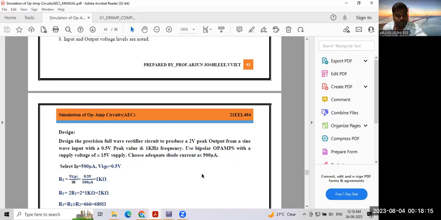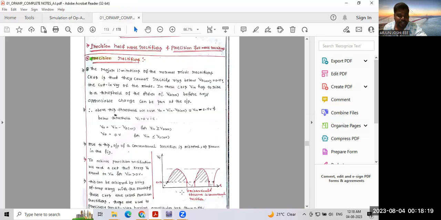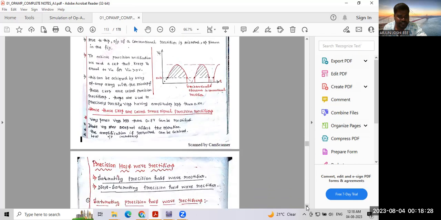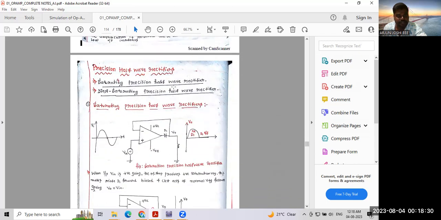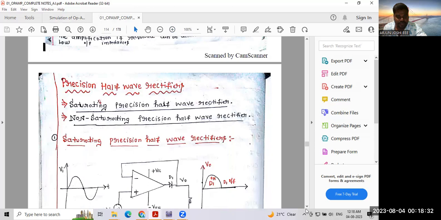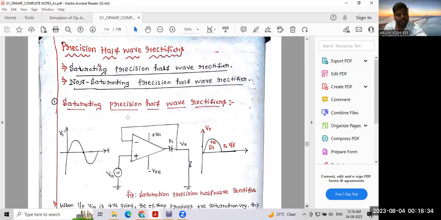Now, before getting to the actual calculation, let's understand this precision half wave rectifier and then the precision full wave rectifier. In the precision half wave rectifier, let's understand the very basics. This is the saturating precision half wave rectifier, and then the non-saturating precision half wave rectifier. First, let's discuss the saturating precision half wave rectifier.